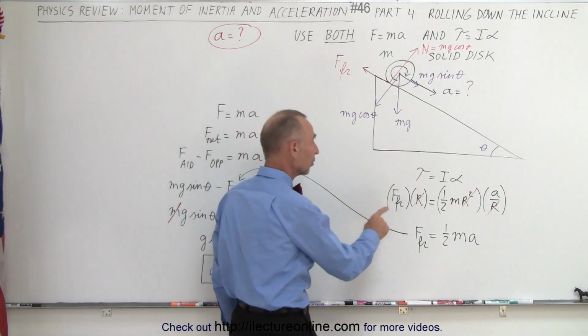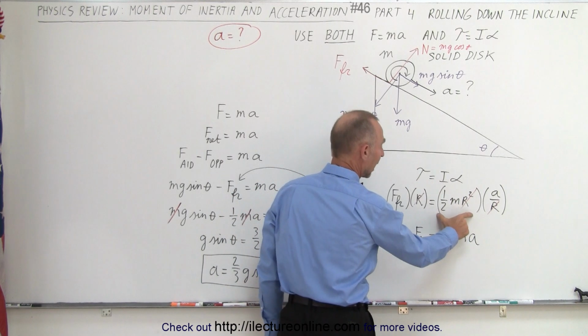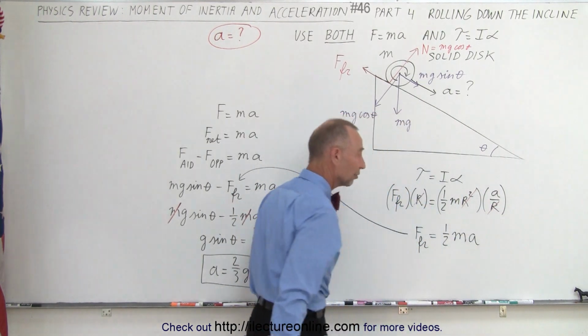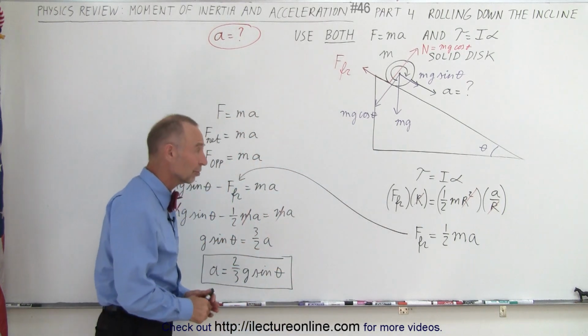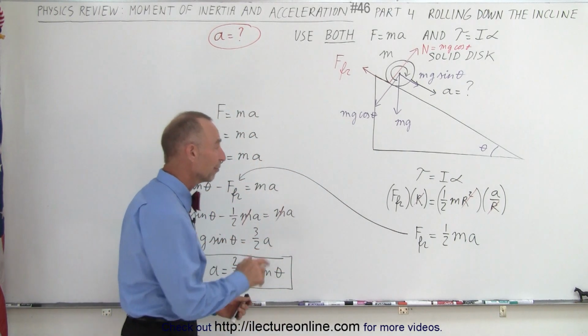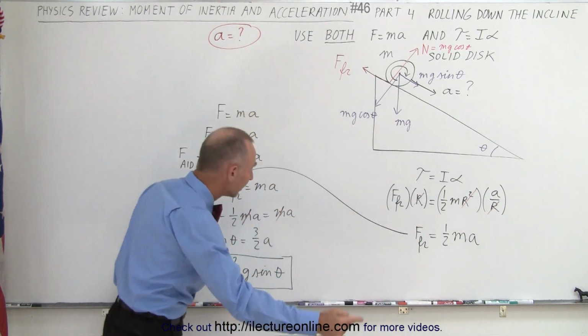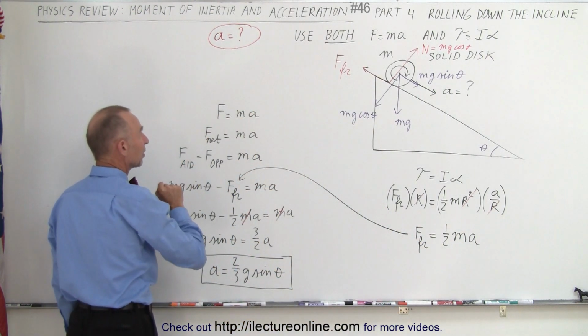But we do know that it must be equal to I times alpha, I being the moment of inertia of a solid disk, alpha being the ratio of the acceleration, the tangential acceleration, over the radius. So the friction force in this case will be equal to 1/2 ma. All right, then that goes into the equation F equals ma.